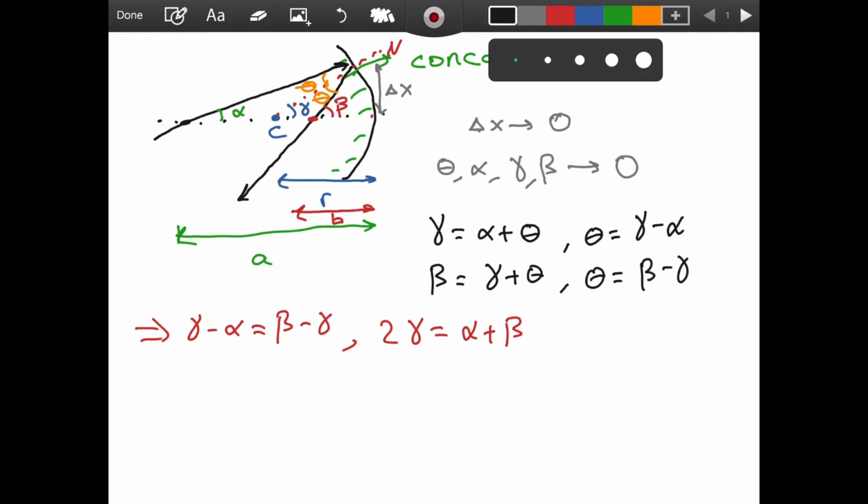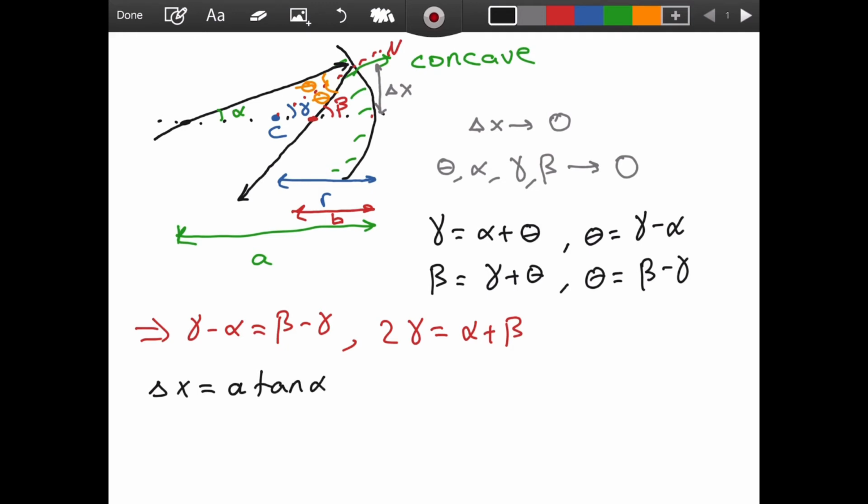But now I want to return to our picture and I want to express delta x in such a way that I have a. So how can I represent it? Well, if I have a, then I should multiply it with tangent of alpha, right? Because look at this triangle, this blue one. Tangent of alpha is opposite, which is delta x, divided by the adjacent, which is a. So if I multiply both sides by a, I get delta x is equal to a times tangent of alpha.